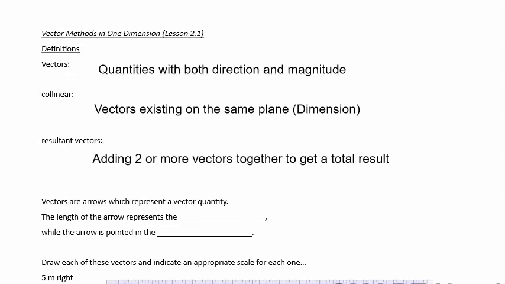Welcome to 2.1, Vector Methods in One Dimension. First, a couple of things just to quickly go over. First of all, the term vectors in and of itself. Remember, these have both direction and magnitude. So something like a force would be a vector because you would have a direction in which that force moves, but something like temperature would not be.